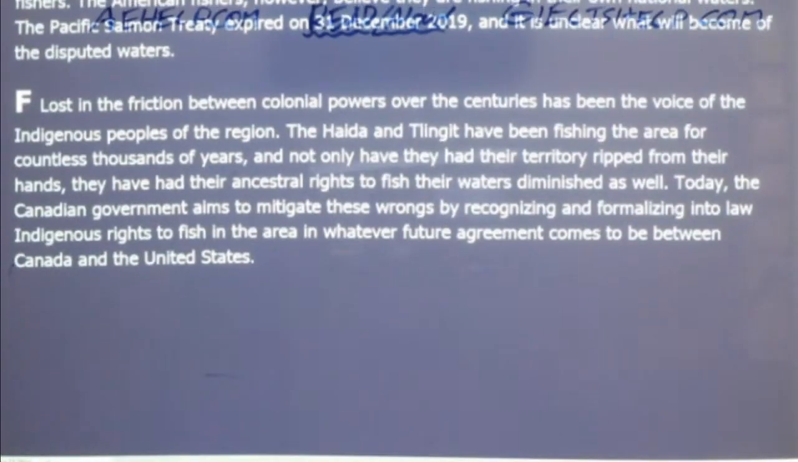Last paragraph. Here we go. Read with me.